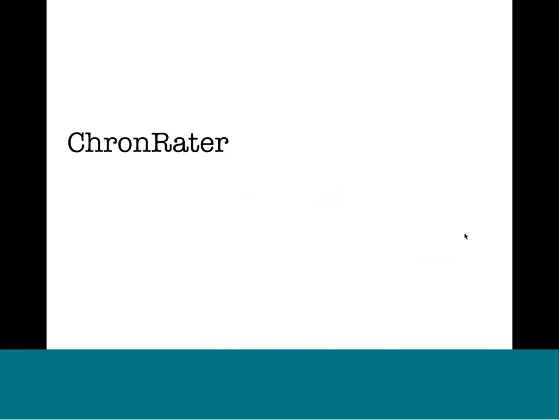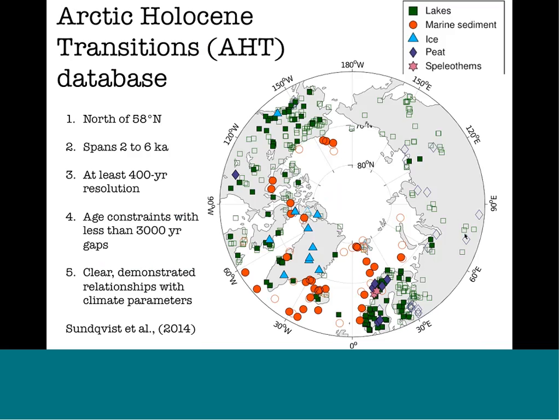Okay. So with that, I want to move on to ChronRater. ChronRater was really Daryl Kaufman's brainchild that came up during the development of this Arctic Holocene Transitions Database project. This was a large data synthesis effort trying to pull together a state-of-the-art database that covers the Holocene and the Arctic. And so here are a number of criteria. It had to be Arctic-ish, north of 58 degrees, span the mid-Holocene, and has some other constraints in terms of the resolution and the age control.